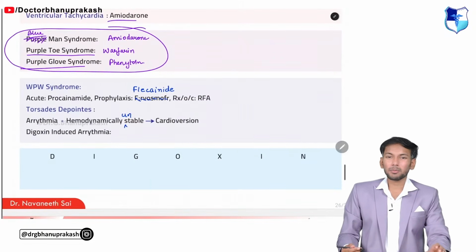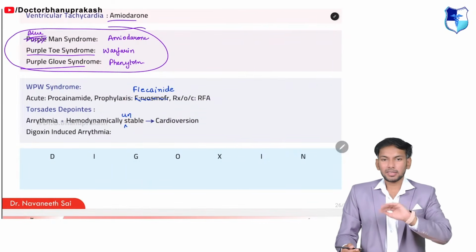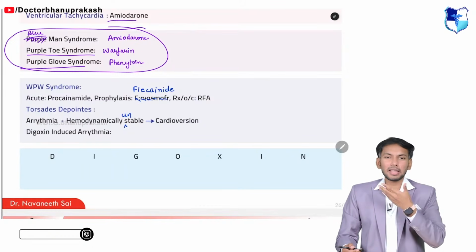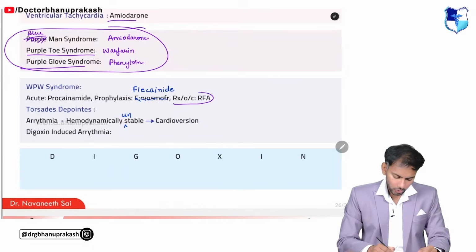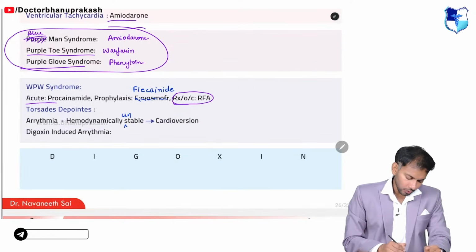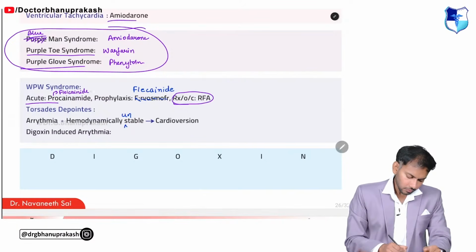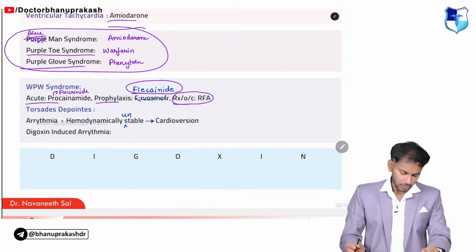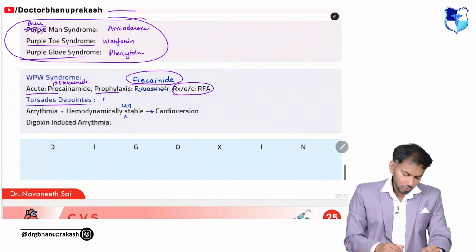Now, coming to WPW syndrome, it is an accessory pathway. So, the best treatment of choice is to ablate this accessory pathway. So, treatment of choice is radiofrequency ablation. This much you already know. Now, coming to the acute episode, you can use procainamide or flecainide. Prophylaxis only flecainide. Yes. Now, towards torsades de pointes, you will use magnesium sulfate.